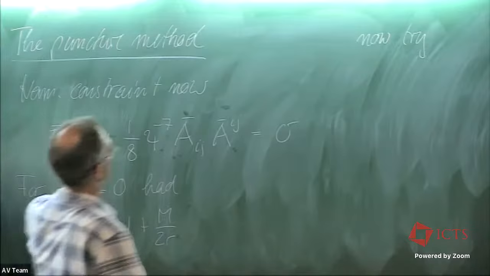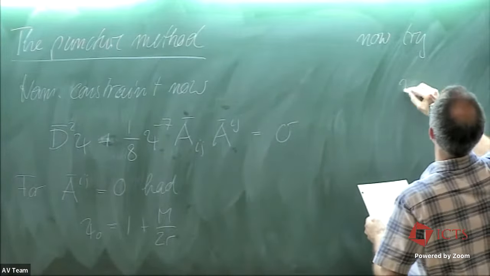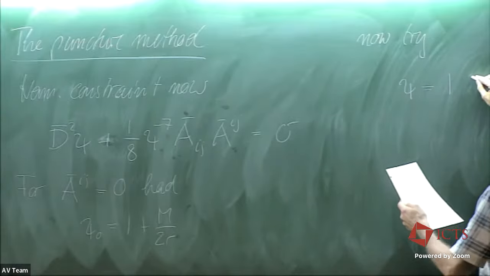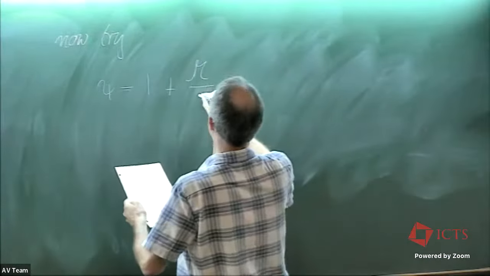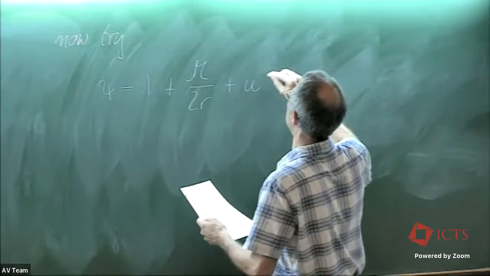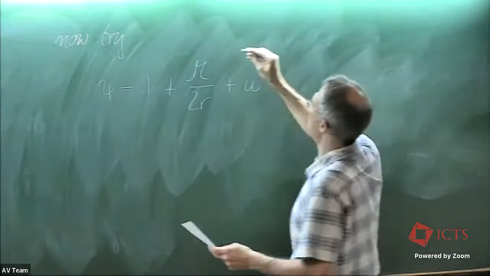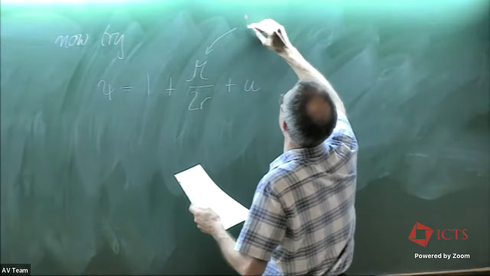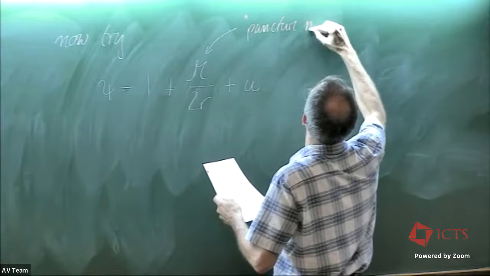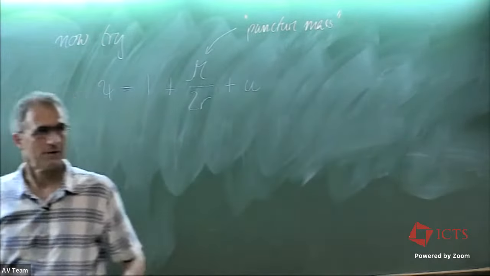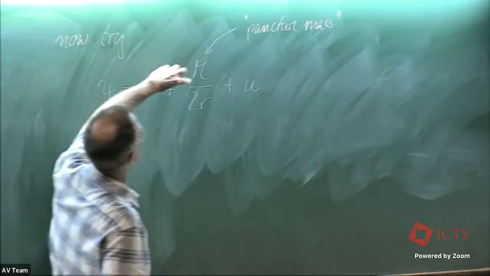Let's write the solution psi as the following ansatz. We write psi as 1 plus curly m divided by 2r, plus a correction u. I'll refer to this curly m as the puncture mass. Somebody asked me earlier today what these m's mean. Now I'll just call it the puncture mass. It's just a parameter for the mass. It's not necessarily the physical mass of the black hole. We would have to go back after we're done and analyze the solution to see what the physical mass of the black hole actually is.